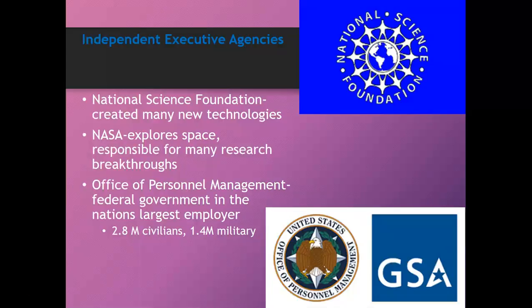The Office of Personnel Management is another example of an independent executive agency. They're basically the HR department for the federal government. The federal government is the nation's largest employer. No one in the United States employs more people across the country than the federal government. There's 2.8 million civilians employed by the federal government and 1.4 million military personnel. So if you look at that overall, that's pretty significant.